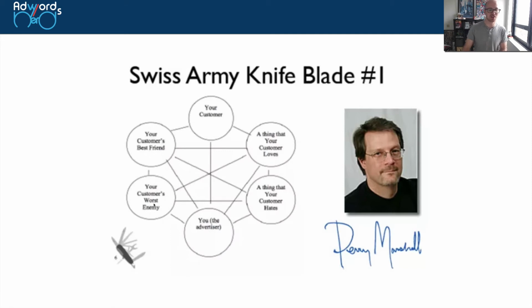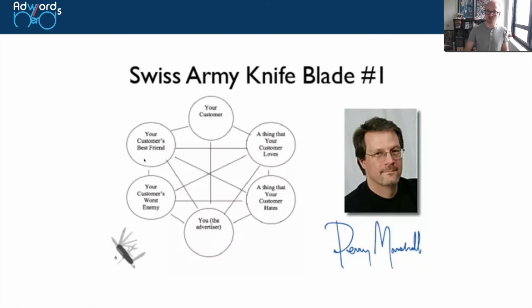So like this might be an example of, let's say the customer's worst enemy of a real estate investor is a realtor, right? And your customer's best friend is a motivated seller. Oh no, that would be your customer. So your customer's best friend is like another investor they're friends with, and you, the advertiser, is you. So if I'm going to write an ad that combines all these three, I might say like, don't let your best friend use a realtor, right?